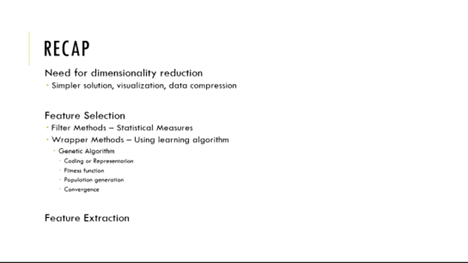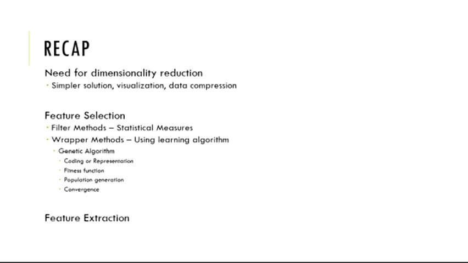There are three important aspects to it. The first one is that we need a simpler solution. We need a less complex one, so we reduce the dimensions. Then in order for us to make better visualizations, we need dimensionality reduction. And third was the requirement of data compression.